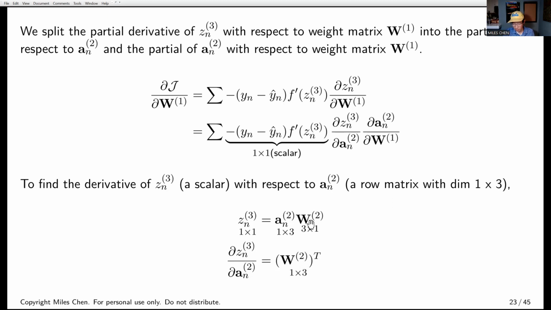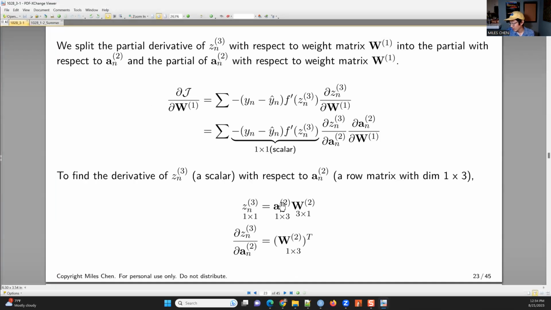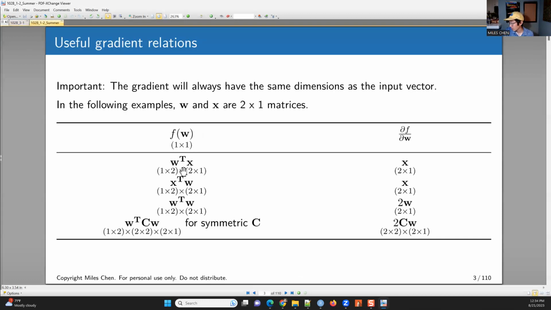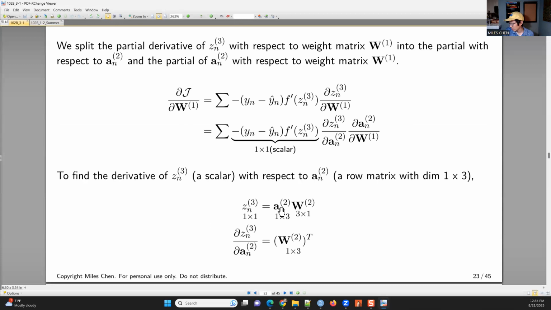Okay, so again, the labels are a little bit funny, but we're trying to take it with respect to A. So it's kind of like this, X transpose W, except here it's not transposed. So the result is going to be W2 transpose, right? Because the result here we need to be a 1 by 3. We're taking it with respect to A sub n. A sub n is 1 by 3.